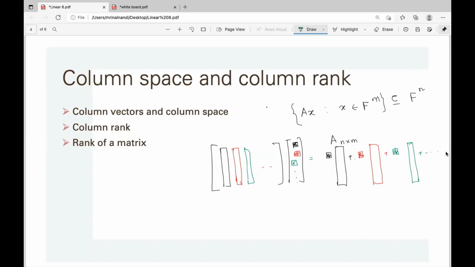Similarly, you can have an idea of column equivalence, and this is also an equivalence relation. There is a column reduced echelon form that will give you a basis of the column space. This is unique, and we find the column rank is the same as the dimension of this column space, which is nothing but the rank of this linear transformation.